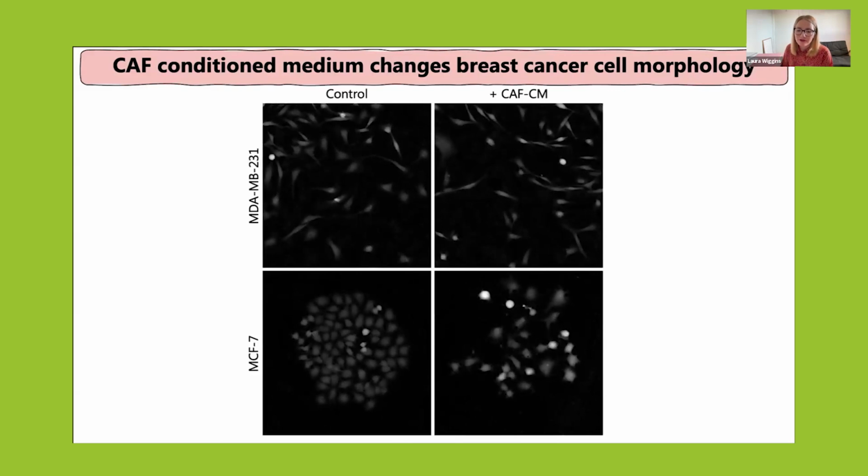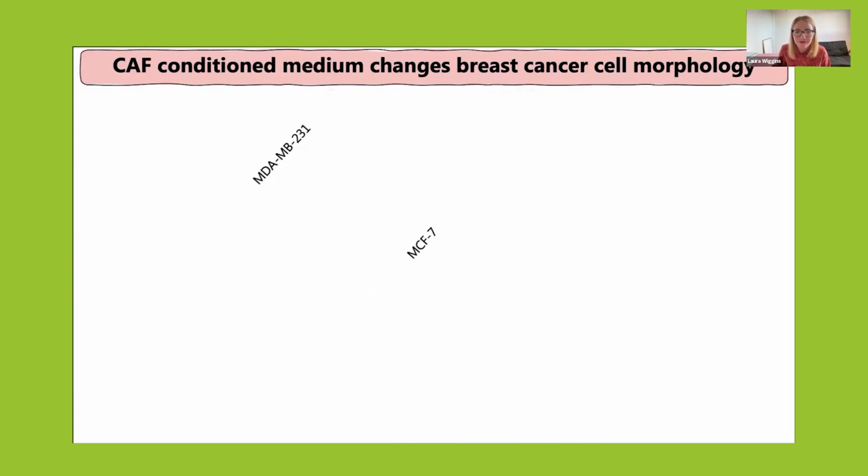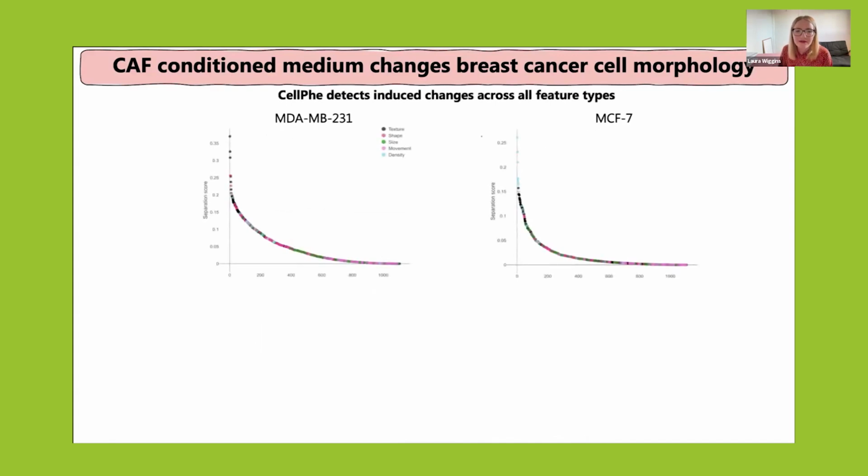And we're actually able to quantify those differences using Selfie. When we did that, for both the cell types that we tested, we were able to see differences in morphology across all of our feature types: texture, shape, size, movement, and density. And some of those differences were actually quite large.